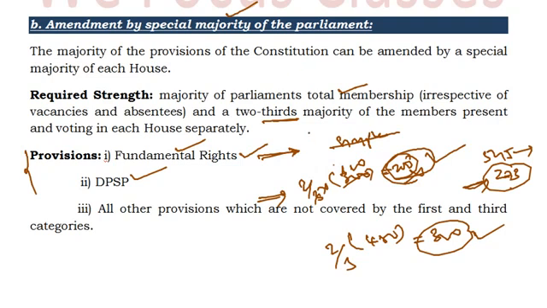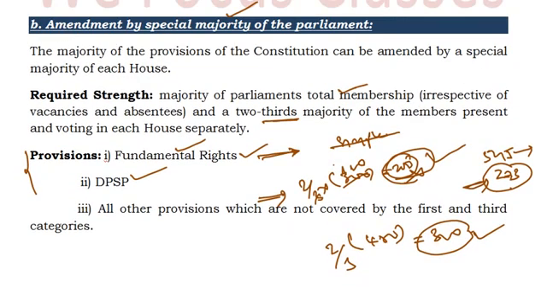Special majority is as explained here. It should be 2/3 majority of the members present and voted, and that should be equal to half of the members of the parliament, or more than half of the members of the parliament. And what are the provisions here? That's fundamental rights and DPSP. So there are some other provisions. What are the provisions? We'll see.